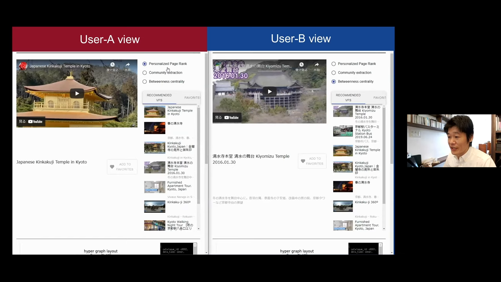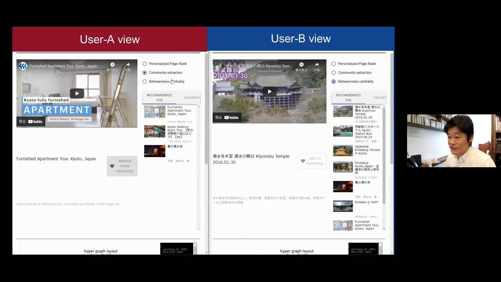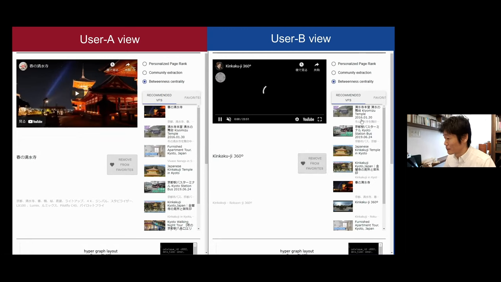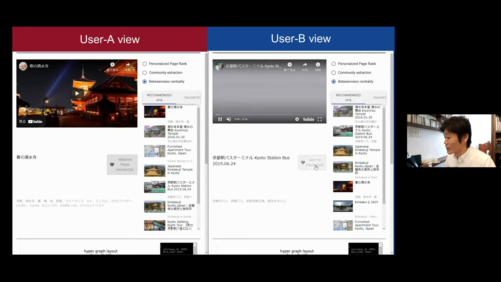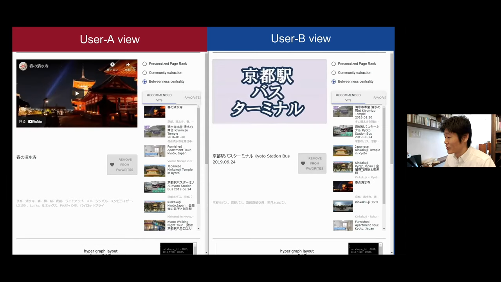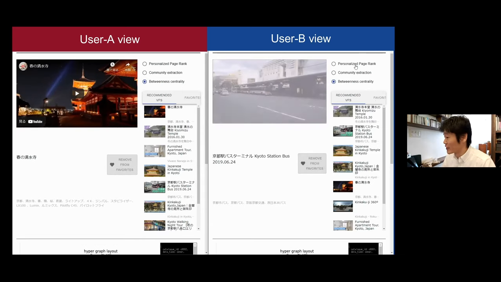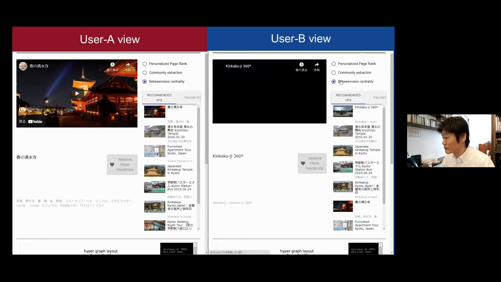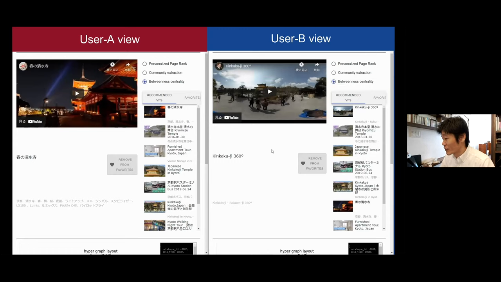Okay, and then see the difference, the algorithm he chooses, and then the results are different. We're using the same graph, however, the favorites are different, so different results come up. Okay, so we now add it to the favorites, the different results. Okay, so let's go to the third one.